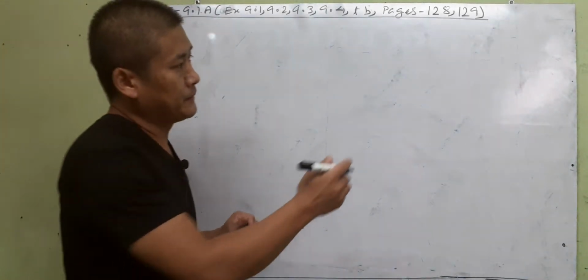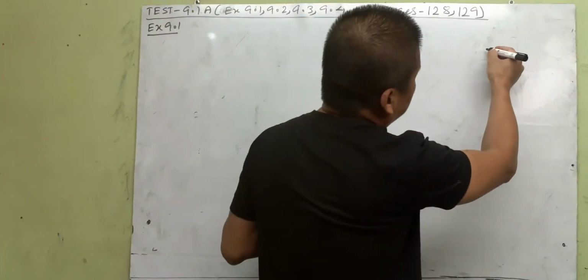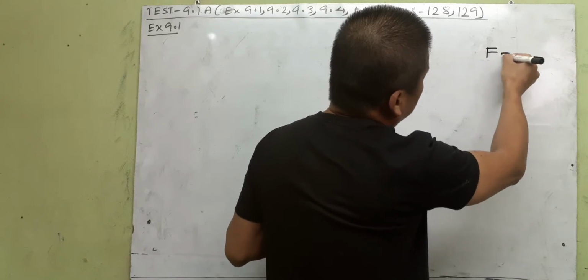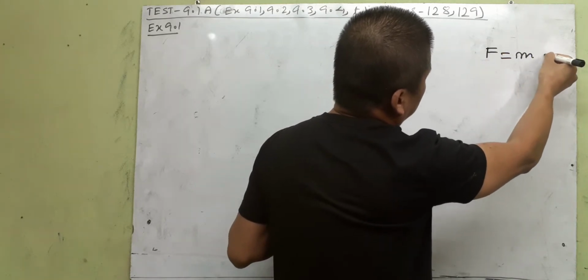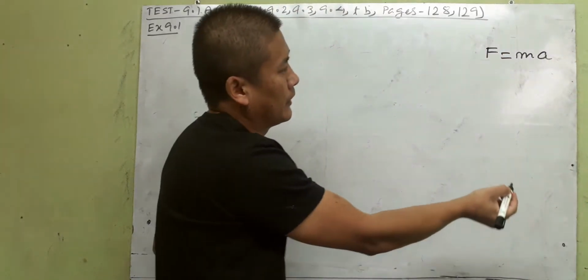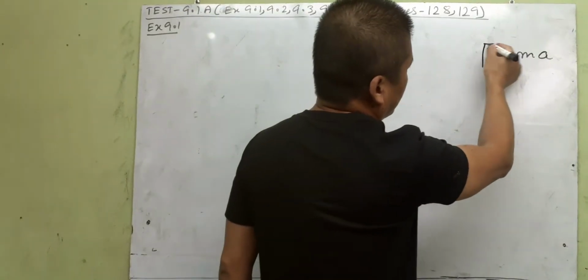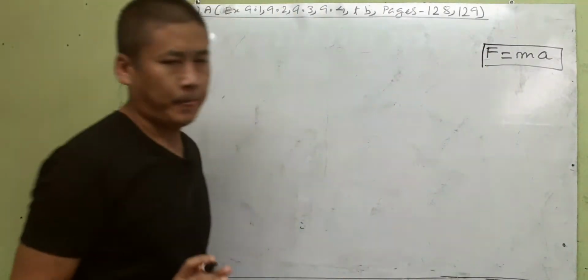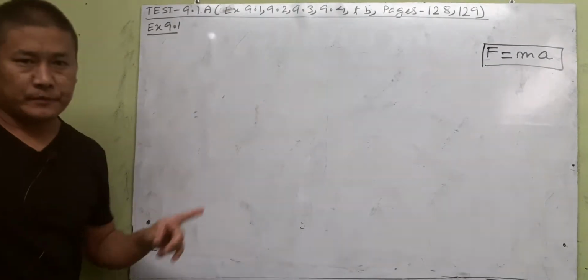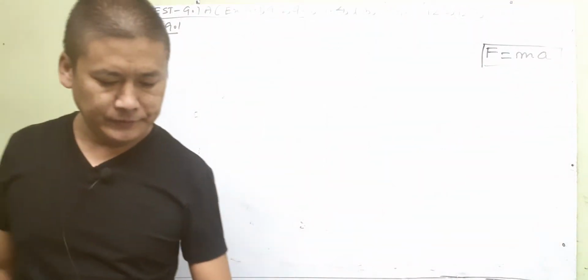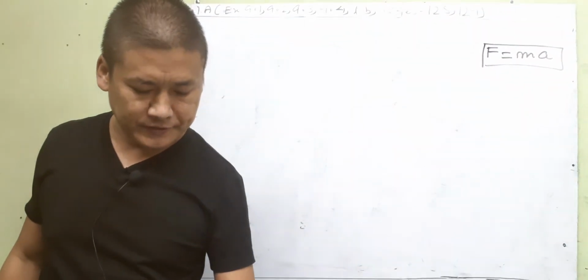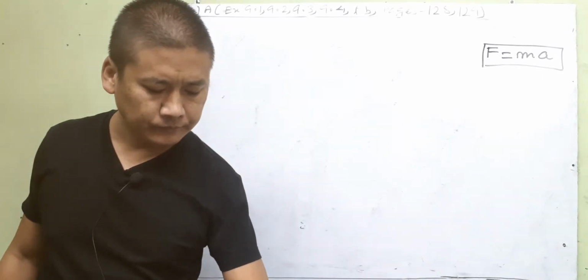Before we start, this is the main formula we're going to use in this chapter, which is force is equal to mass into acceleration. So keep this one in your mind, okay? This is the main formula we're going to use. So this one, force and laws of motion, is the chapter. Let me read the question.